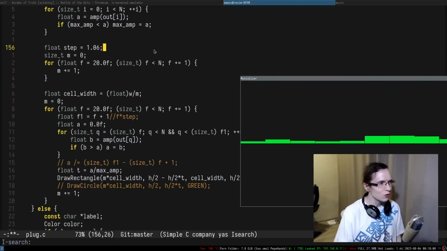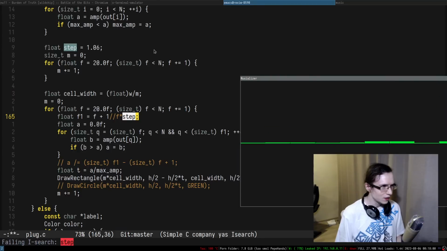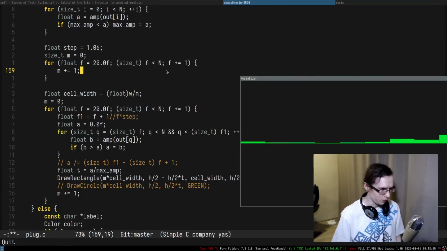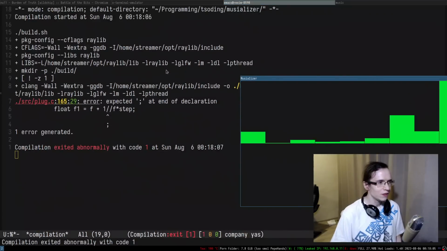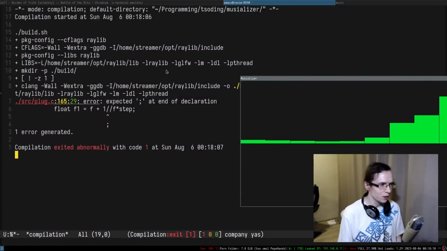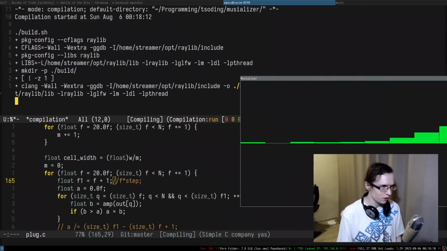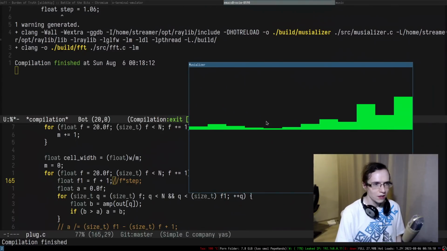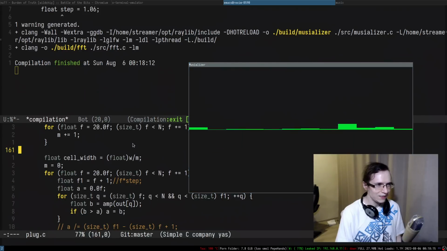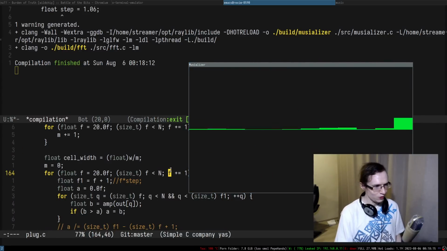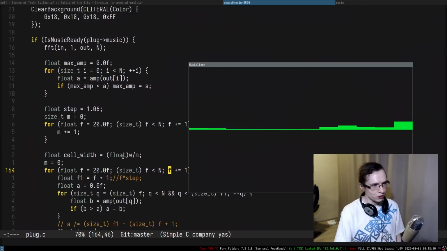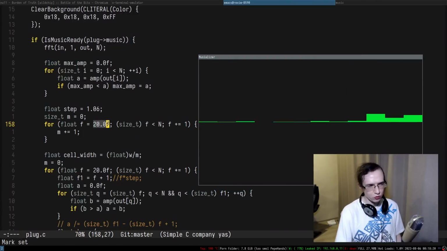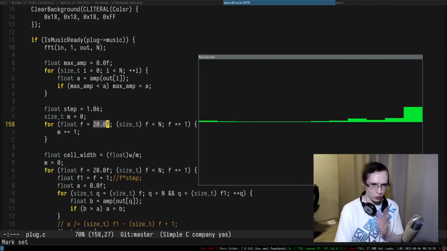So let me see. Do we use the step? Okay, we don't really use the step anywhere anymore, so I can basically refresh. I forgot the semicolon. Imagine asking for a semicolon in 2023. Right, so we can see that it's still not mirrored because we're starting to display the frequencies not from the beginning, but from 20.